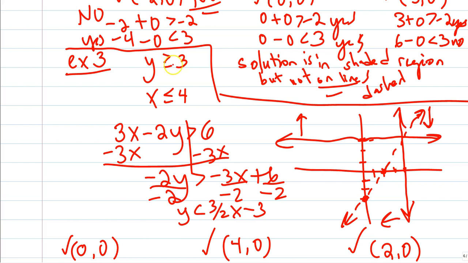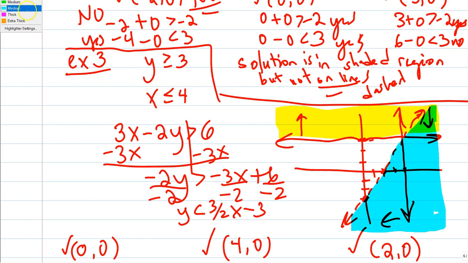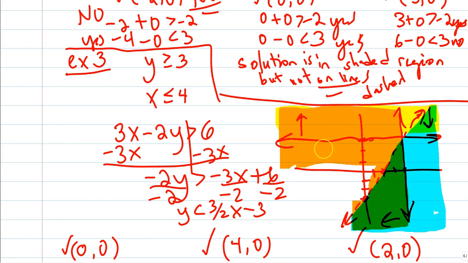Let me look. Y is greater than or equal to 3. That would be above this line. Below the second line. But everywhere to the left of this line. I don't see a common area where they're all shaded. Those two overlap there, those two there, those two there. Interesting.